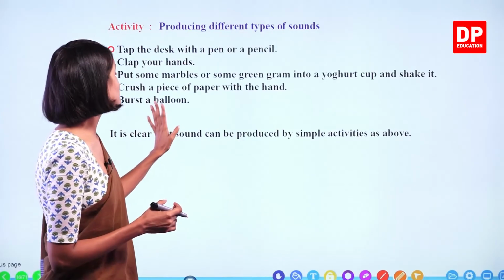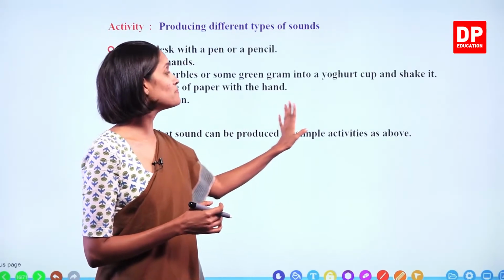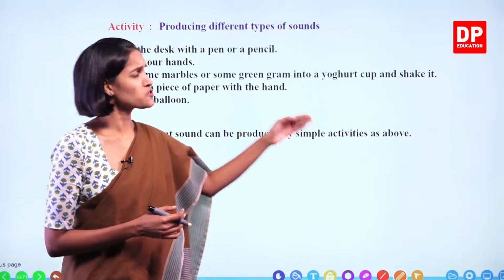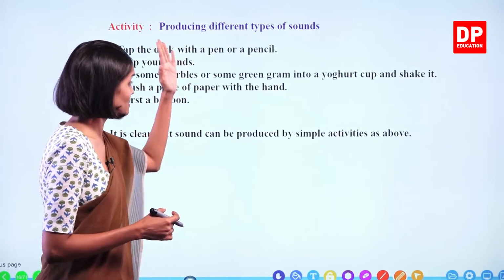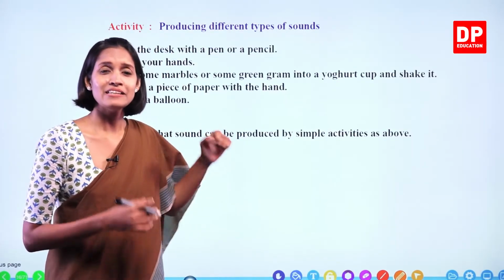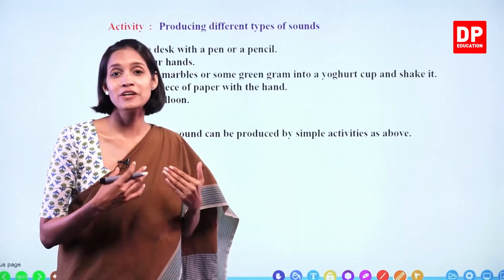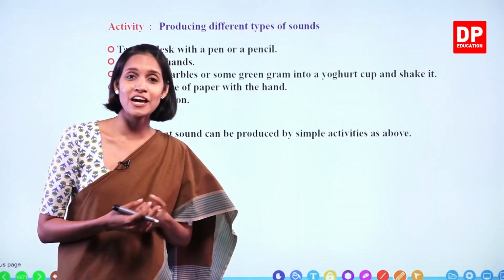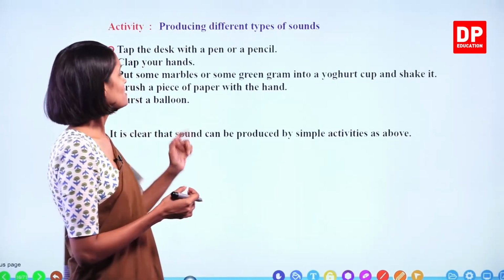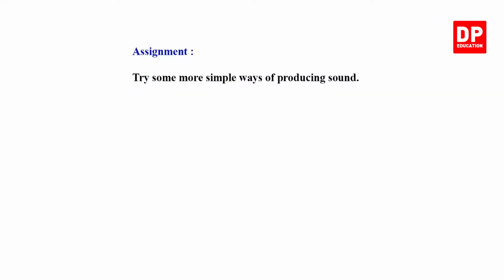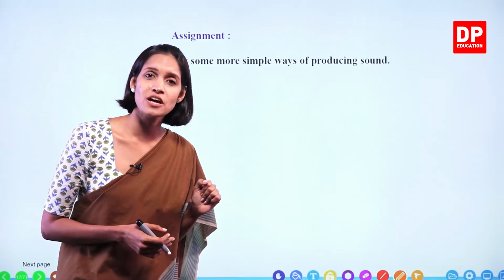So it's clear that sound can be produced by simple activities as above. So these are only a very limited number of activities, children. There are many other ways to produce sound in our day-to-day lives. Okay, children? We'll move on to the next. We have this assignment to do. Try some more simple ways of producing sound. What are the other ways of producing sound, children?